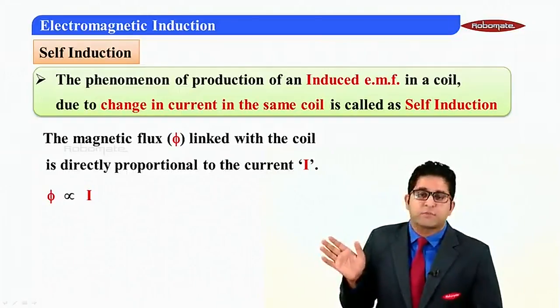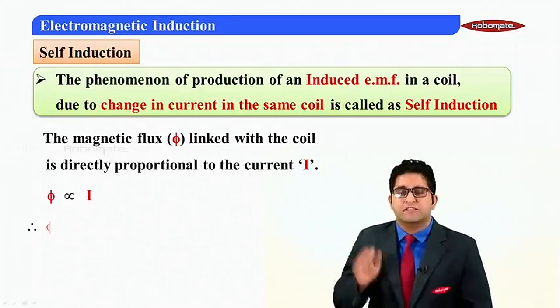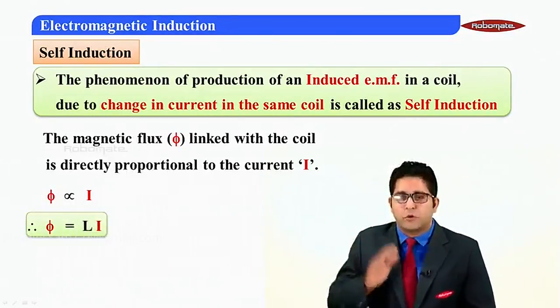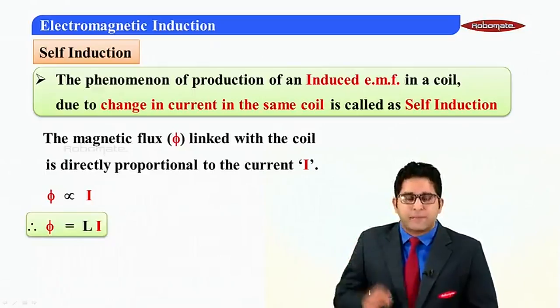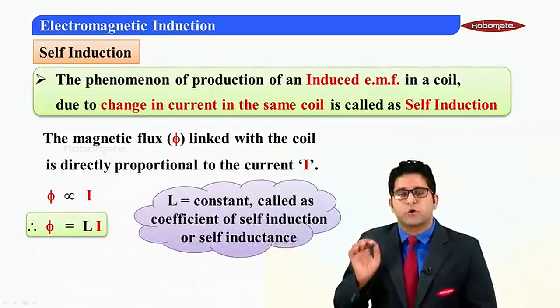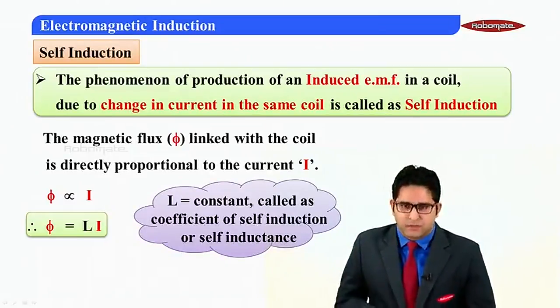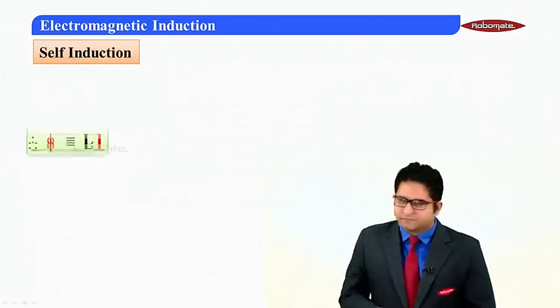Now here there is a proportionality sign, so I can introduce a constant. So what will I get? I'll get phi equal to capital L into I. Now what is capital L? This capital L is the constant of proportionality and it is also referred to as the coefficient of self-induction or self-inductance. Now let us take this last equation ahead.